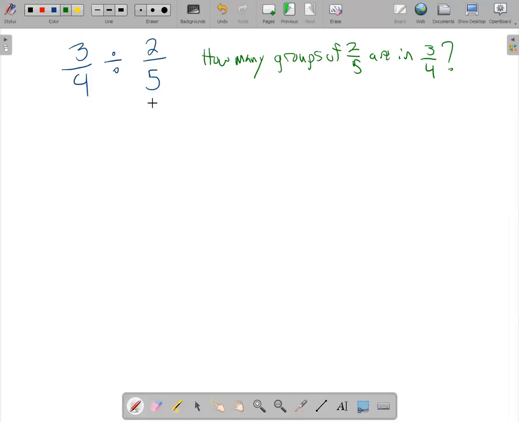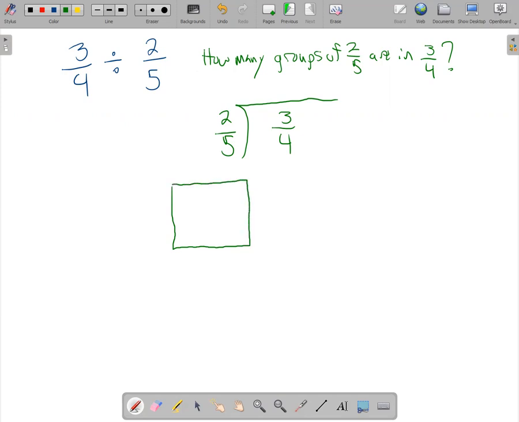3/4 divided by 2/5 means how many groups of 2/5 are in 3/4, which I could write as 2/5 goes into 3/4 how many times? I'm going to draw a picture of that. So I'm going to use my square cake fraction method.